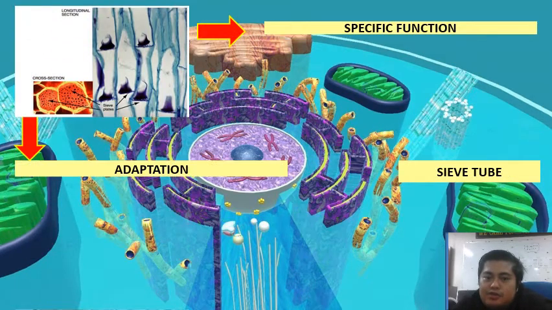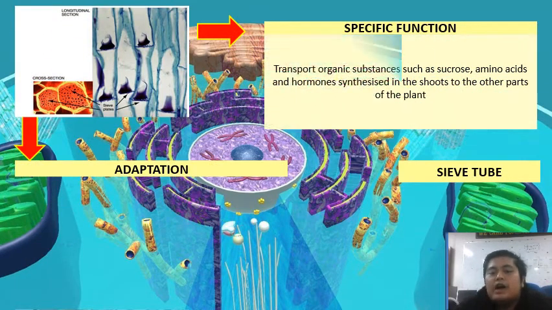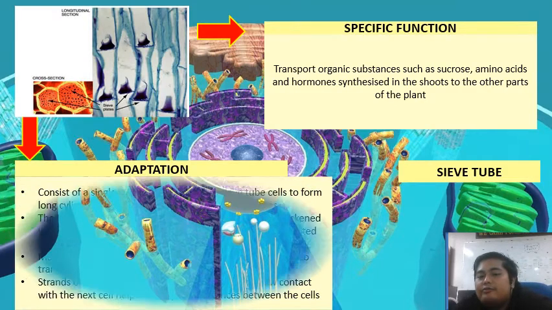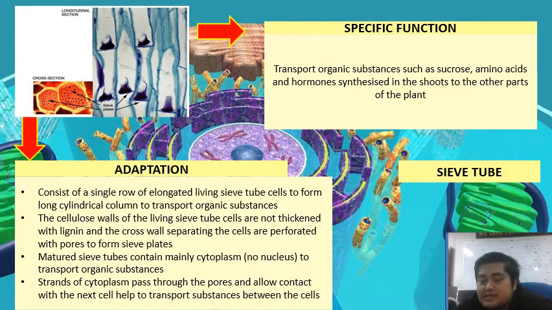Next we have our sieve tube. So sieve tube ni pula adalah berfungsi untuk transport organic substances such as sucrose, amino acid, hormone in the shoots to the other parts of the plant. So dia punya adaptation pula consists of a single row of elongated living sieve tube to form a long cylindrical column to transport organic substances.